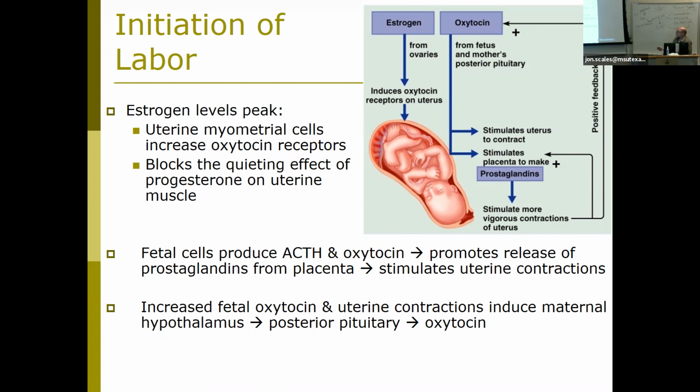Oxytocin is being synthesized by the posterior pituitary because it's being triggered by ACTH, which is being made by the adrenal glands of the fetus. So the mother's body starts to get this increasing dose of ACTH as the adrenal glands mature. And they're one of the last glands to mature in the developing embryo. So the last thing to mature functionality is the lung and the adrenal gland.